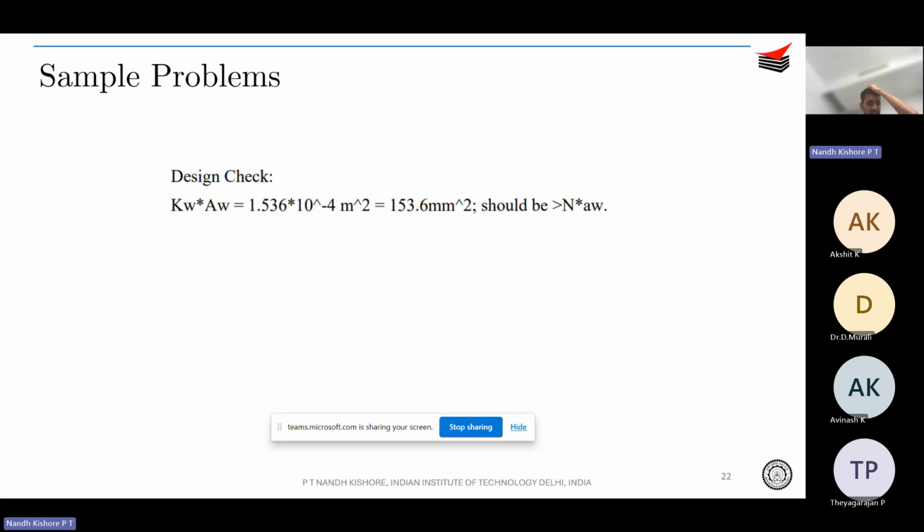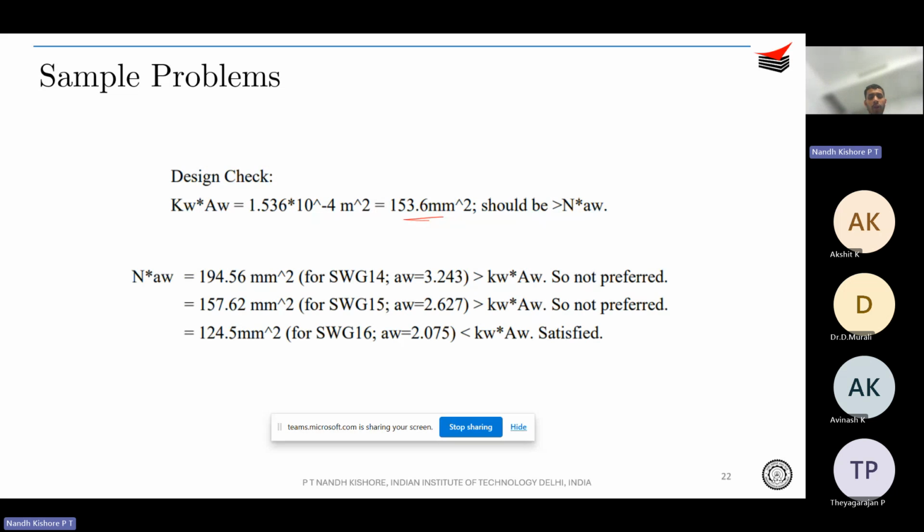So from that you can check. That is, Kw Aw turns out to be 153.6 mm square. That needs to be greater than N into aw. So you do it for all the given options. Of SWG 14, 15, and 16, it turns out that N into aw would be lesser than your Kw into Aw only for SWG 16. It cannot be the other way around.